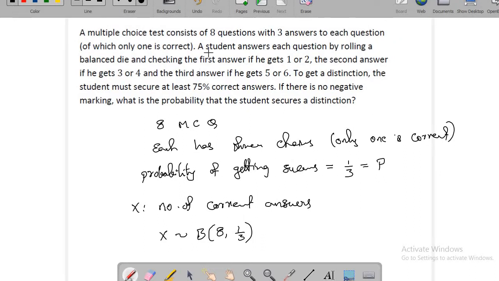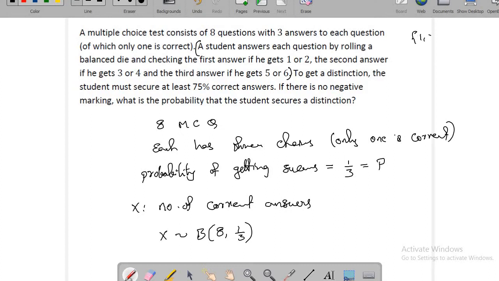And if you look at the other information, a student answers each question by rolling a balanced die and checking the first answer if he gets 1 or 2, and second if he gets 3 or 4, and third if he gets 5 or 6. It means this actually denotes that the student is not choosing any option intentionally. This is completely a random experiment. And he is performing a random experiment in such a way that for each option he is giving equal importance.